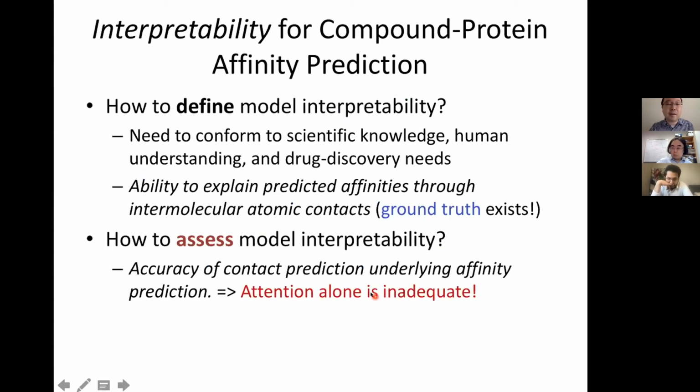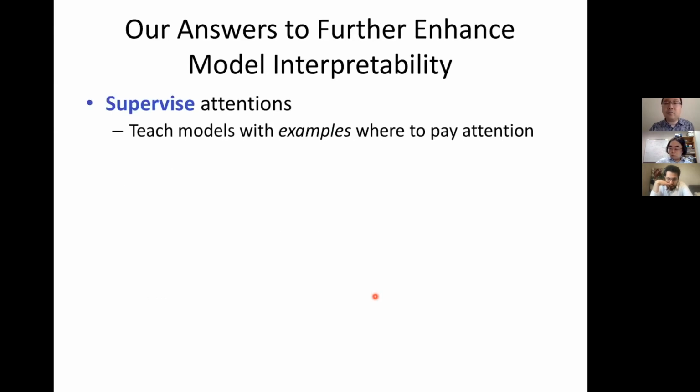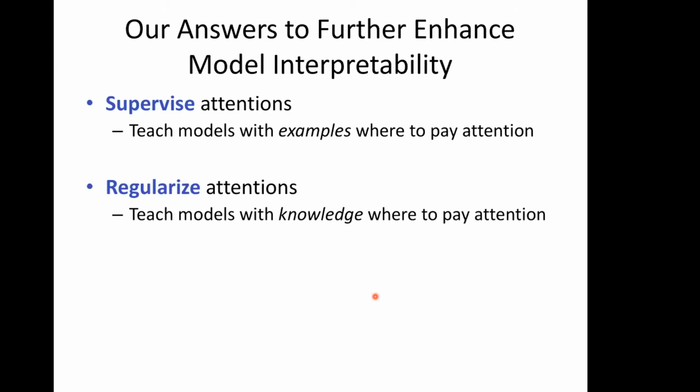So the next question is then, how do you enhance the model interpretability, right? So we came up with a few methods. First, I think it's impossible to let the model automatically learn where to pay attention. You have to teach the models with examples where to pay attention. So in this case, we introduce an additional term in the loss to supervise attentions. So that's relatively simple. The second one is that you have to inject domain knowledge into attentions, right? So you have to teach the models with knowledge where to pay attention.